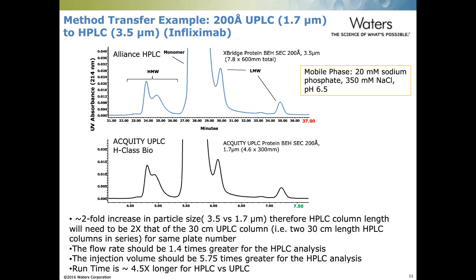The difference is that the column length is much longer on the top and the linear velocity is much lower, such that we can get the same resolution on the bottom in 7.5 minutes that we got in 37 minutes on the top. So ultimately, the advantage of going to smaller and smaller particle sizes for SEC separations is that we can increase our sample throughput.